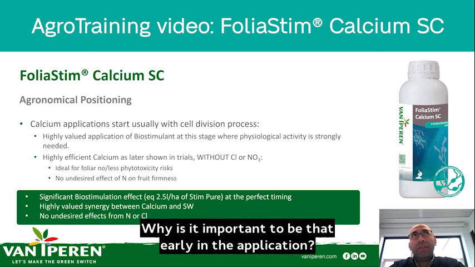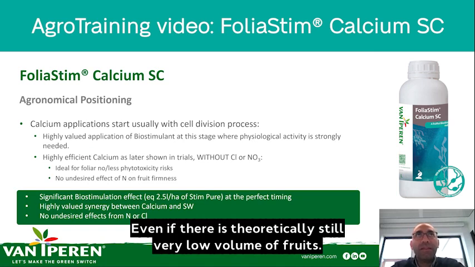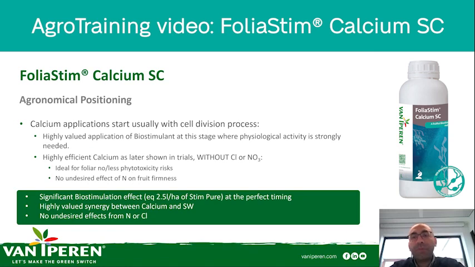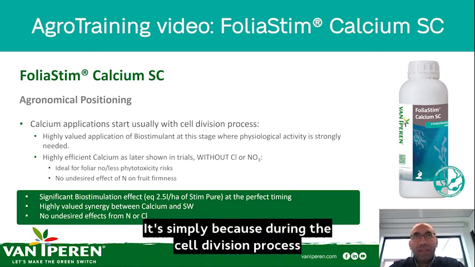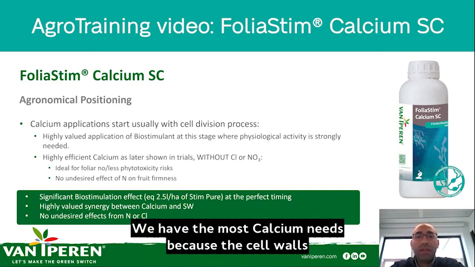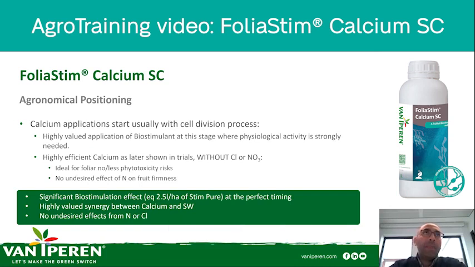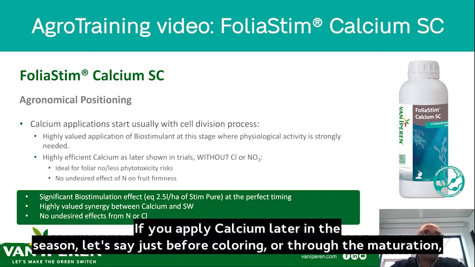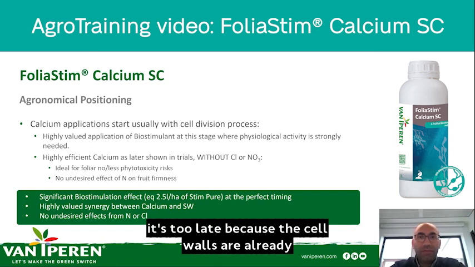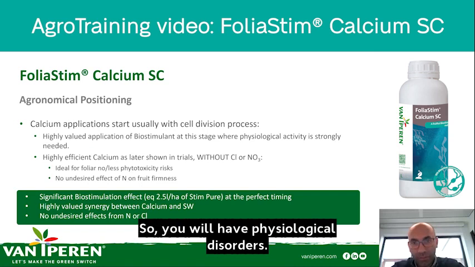Why is it important to be that early in the application, even if there is theoretically still very low volume of fruits? It's simply because during the cell division process, which occurs early in the fruit set physiological stage, we have the most calcium needs because the cell walls are being formed at this specific stage. If you apply calcium later in the season, let's say just before coloring or through the maturation, it's too late because the cell walls are already formed and they are lacking calcium, so you will have the physiological disorders.